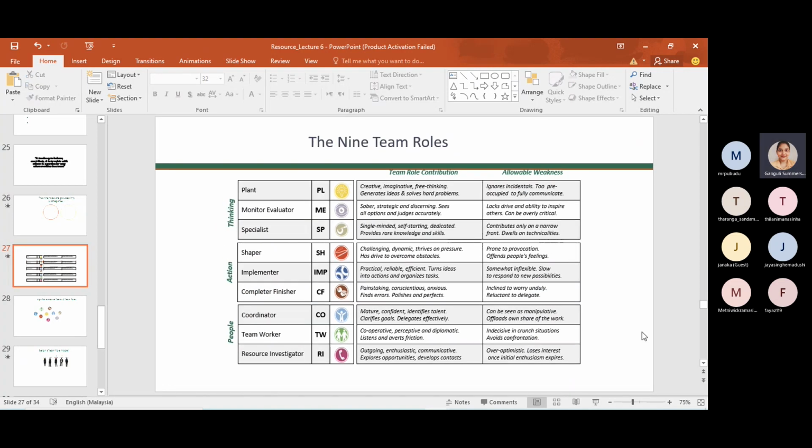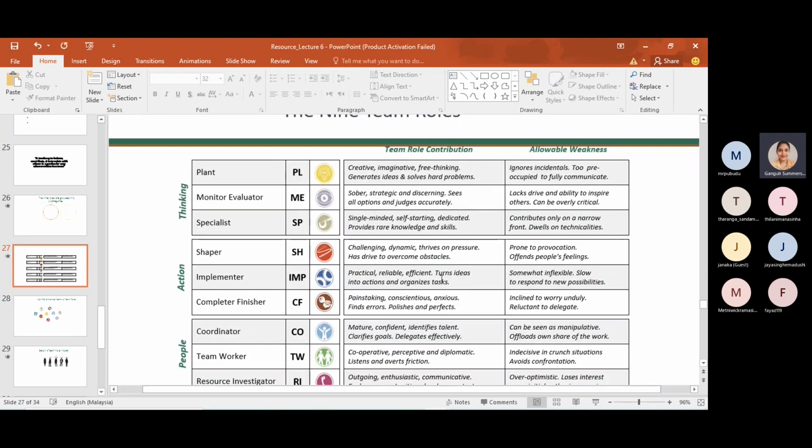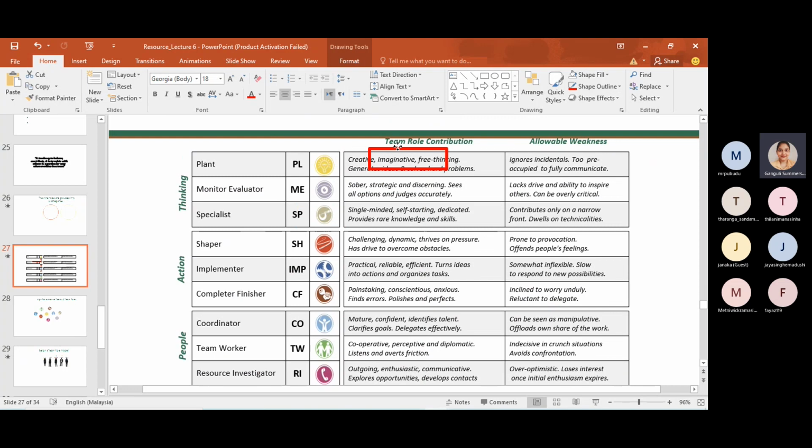Okay, so let me zoom this in, guys, because I don't think you can see otherwise. In this table, in the first column, you can see the roles, the 9 roles, and these are the short forms for roles, guys, like PL, ME, SP. These are the short forms for these roles. For example, plant in short form, you can call it PL. So don't get confused. These are the short forms.